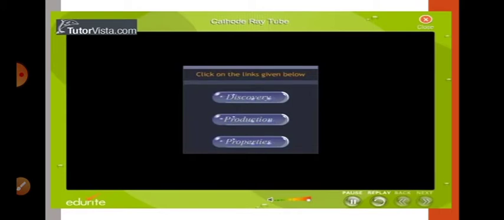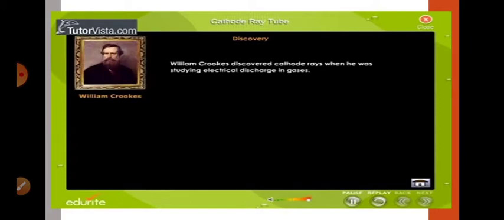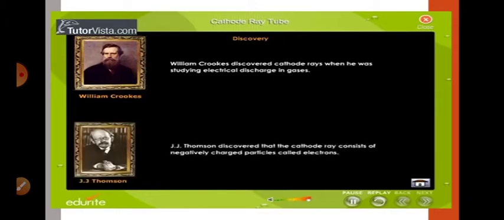First of all, let's have a review about the discovery. A scientist, William Crookes, discovered cathode rays when he was studying the electrical discharge in gases. Another scientist, J.J. Thomson, discovered that the cathode rays consist of negatively charged particles called electrons.